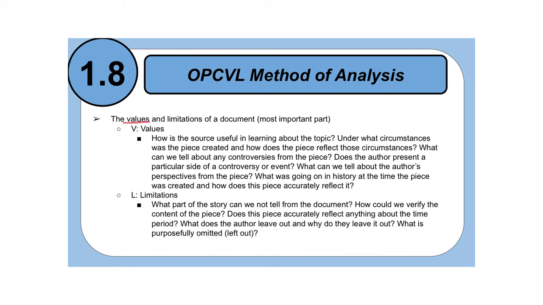The values and limitations of the document is the most important, because like I said, finding origin, purpose, and content is very minimalistic. It's the easiest thing to do. But when you're looking at values, you need to think about questions, and I'm not going to read all of these, but just think: how is this source useful in learning about this topic? Does the author present a particular side or controversy? What was going on in history at the time?